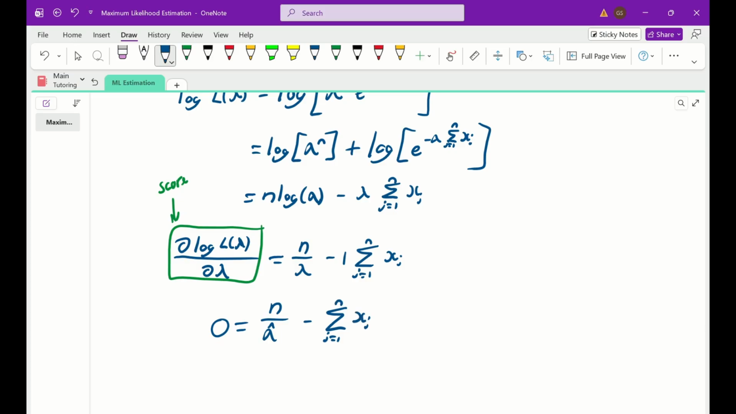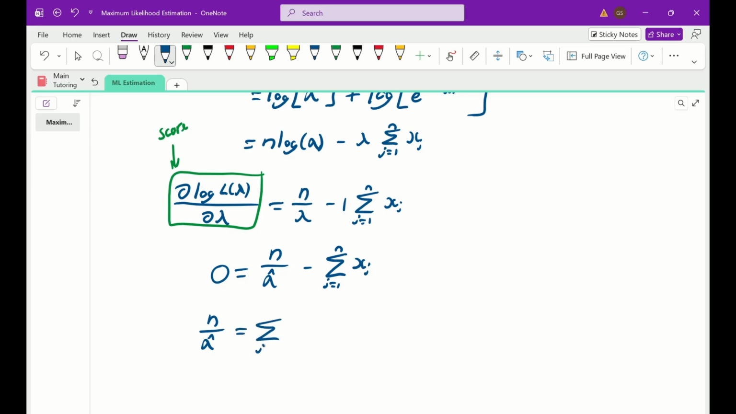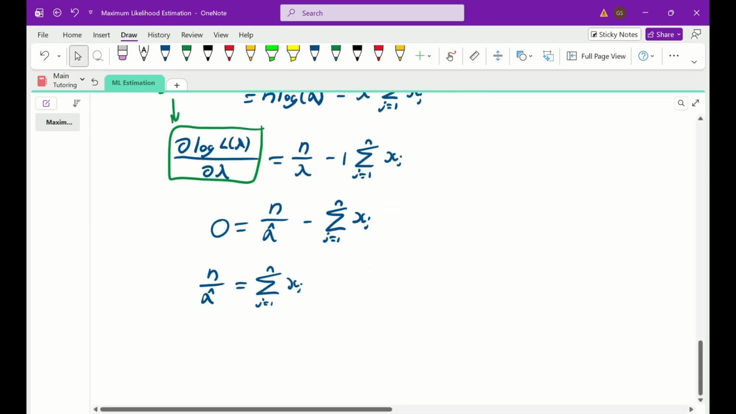All right? Now we can try to solve this for lambda hat, our estimator. I can add the sum to the other side, and I'll just write it this way. So we've got n on lambda hat, and then adding the sum over, we've got the sum j equals 1 to n of xj. And then taking the reciprocal and multiplying the n over, we then get this.